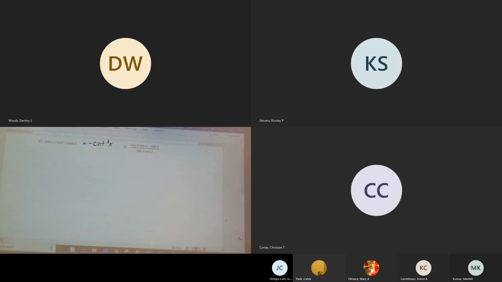Now, this shorter path takes about 3 steps. The longer path takes about 6 or 7. But both of them work. Please give it a try while I'm letting this person into class.